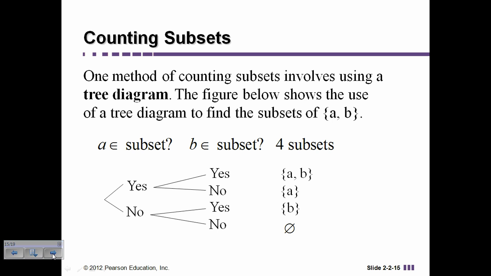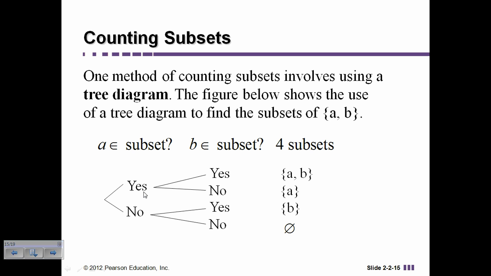So one way to figure out all of our subsets is to do what we call a tree diagram. And what you'll see in the figure below is that if I have two numbers, A and B, and I'm trying to figure out all the possible sets of A and B, my set could contain A, or it might not contain A. If it contains A, then it could contain B, or it might not contain B. So if it contained A and it contained B, then my subset would be the set {A, B}.